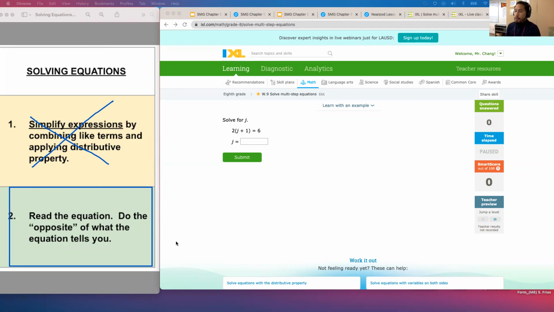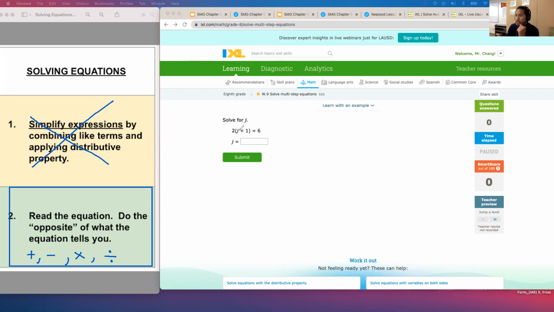So when I say the opposite, I mean, if you see addition, you're going to do subtraction. If you see subtraction, you're going to do addition. If you see multiplication, you're going to do the opposite, which is to divide. And if you see division, you're going to do multiplication. So any math operation you see in an equation, you're going to think in your head, you're going to do the opposite of that, and you're going to do it to both sides of the equation.